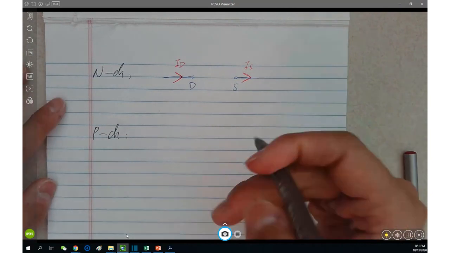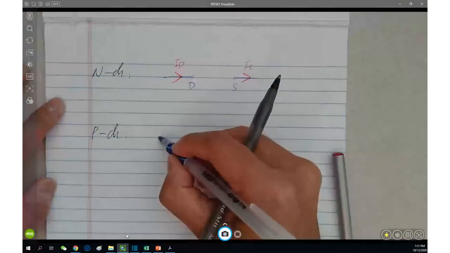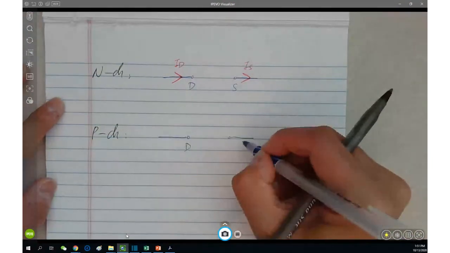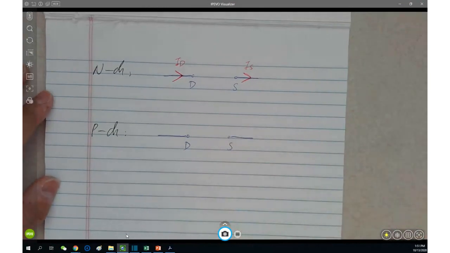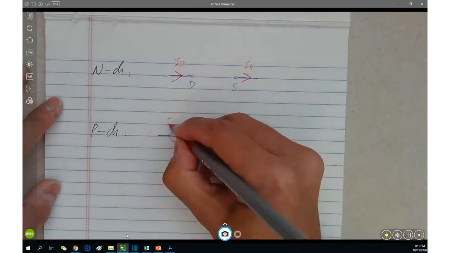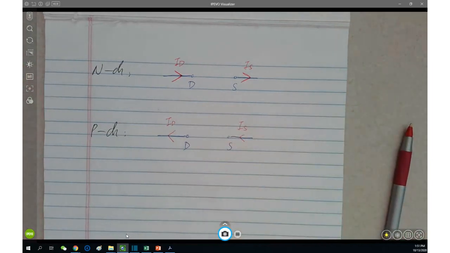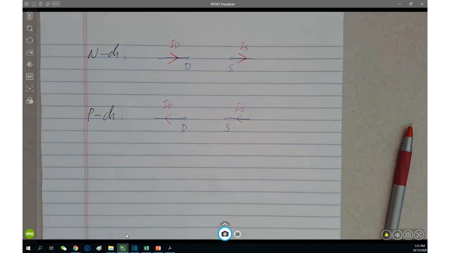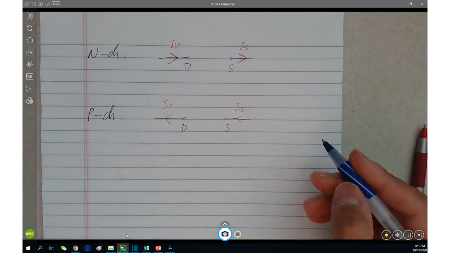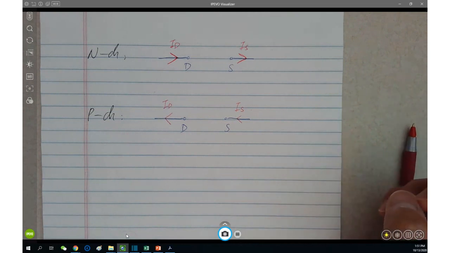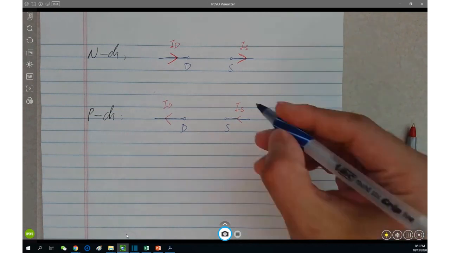P-channel is what? Drain and S once again. However, the P-channel is the other way around, also one-way current only. You need to be very careful. And then N, P, a lot of things are flipped. Current direction flipped, voltage polarity flipped. And what else? The voltage subscript flipped.